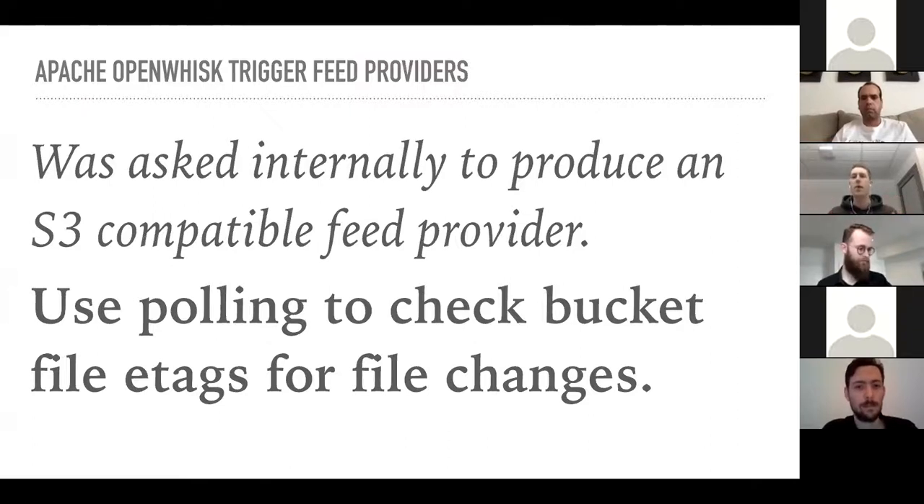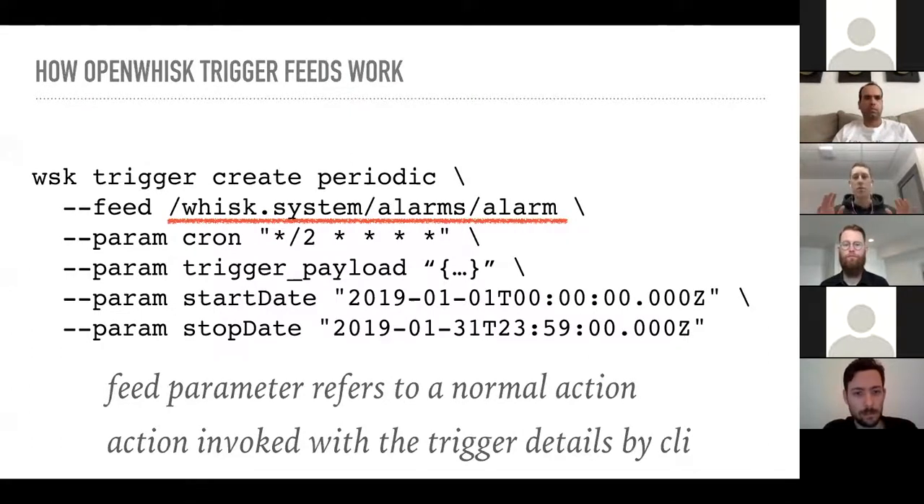So to give some background for those of you who are maybe not familiar with how trigger feeds work in OpenWhisk, it's slightly opaque, although it's actually really simple under the covers. It works like this. When you create a trigger using the CLI, you have this feed parameter, and that parameter gives you an identifier for what is essentially a normal action within the system. So when you're creating the trigger, the CLI talks to the platform API, creates the trigger, and then calls the feed action that you passed in with the parameter, with those event parameters. That's all that happens under the covers.